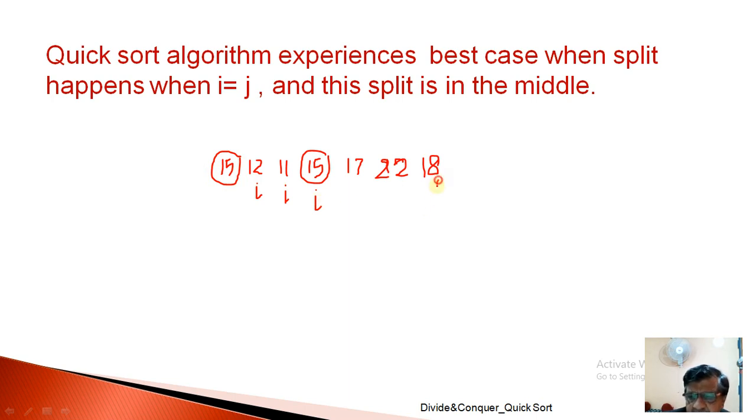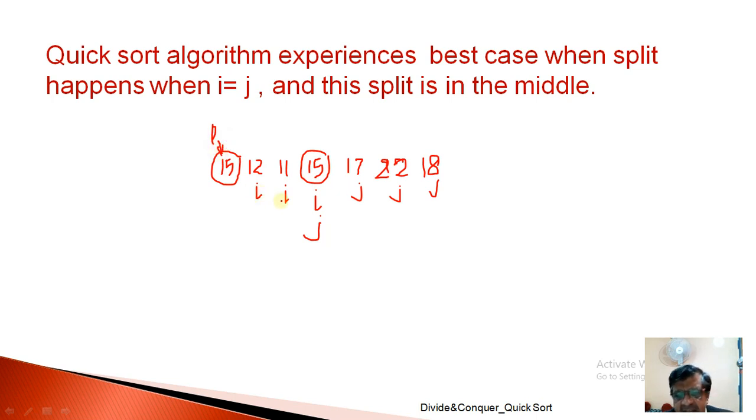Then J will start moving. J is here. It is greater than 15. It will start moving once again. It will come and occupy this position because 22 is greater than 15, and it will also look at this particular element, and 17 is greater than 15. It will start moving once again. It will come and occupy this position because this elemental value is equal to the pivotal value. Okay, this is the pivot.